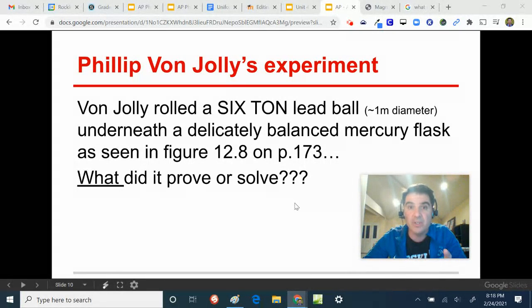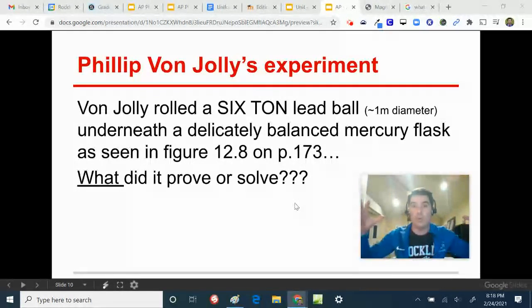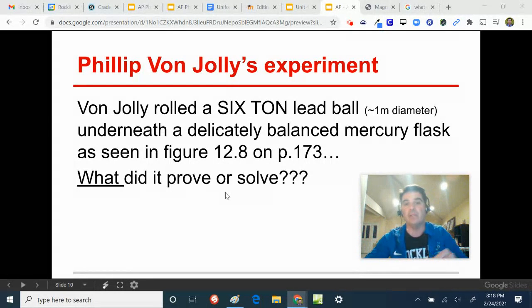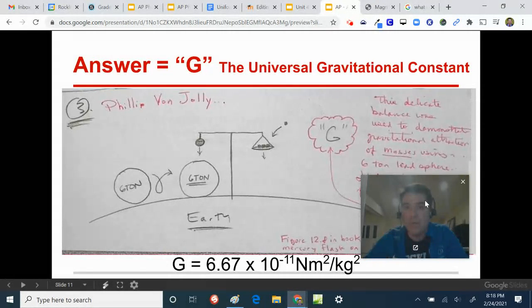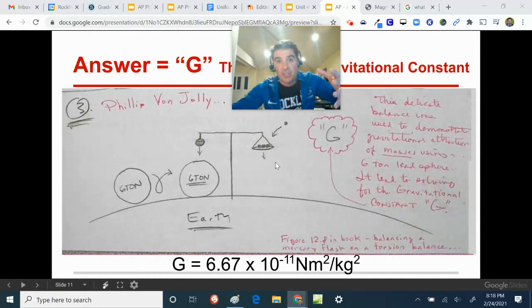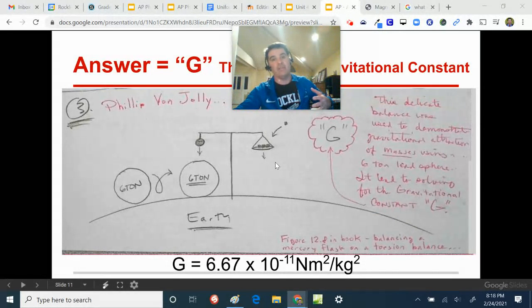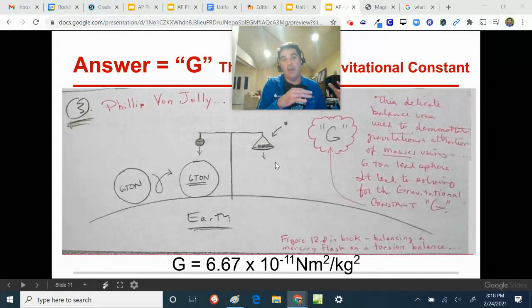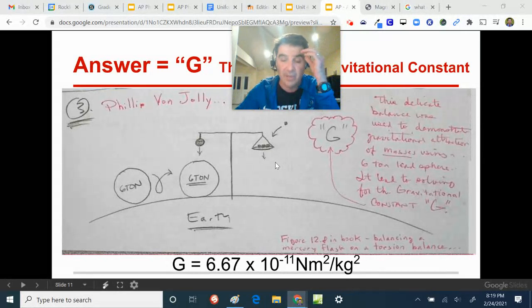What he did is he took a 6-ton lead ball, which is a 1-meter diameter lead ball, and he rolled it underneath a delicately balanced mercury flask. And when he did, the balance actually swayed. It was called a torsion balance. So he rolled a 6-ton lead ball, like your fishing weight, underneath the balance, and it swayed. And he's like, oh my gosh, that's so cool. The lead ball actually had so much mass that it had enough gravity to be detectable. You need a massive object, and then also to roll it. It's like 1878 or something like that. It was a long time ago he did this.